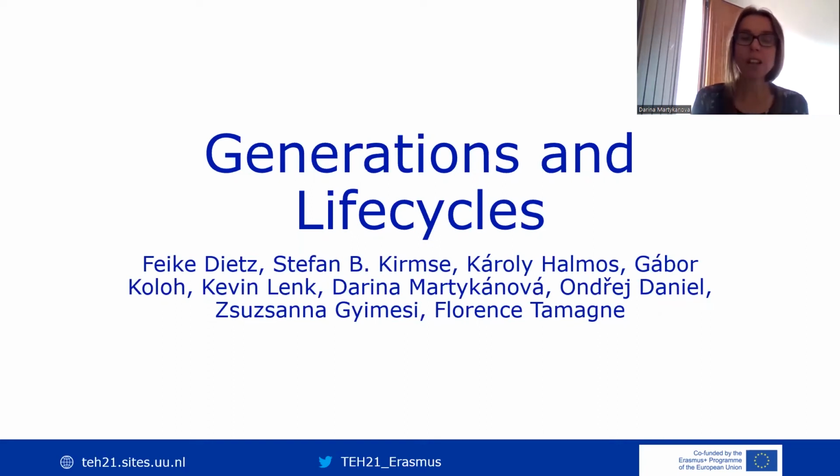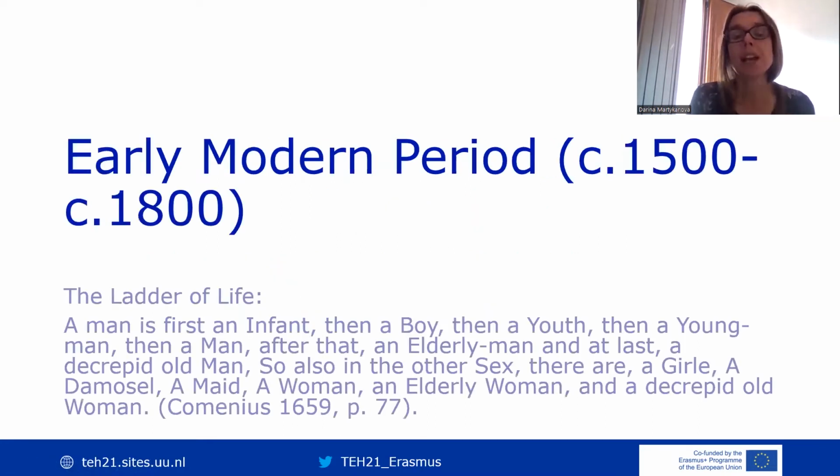So first of all, let's have a look at generations and life cycles in the early modern era, from approximately 1500 to 1800. In the early modern period, life stages were approached as natural rather than social phenomena. There was a particular interest in the life stages of childhood and youth developed from the 16th century onwards.